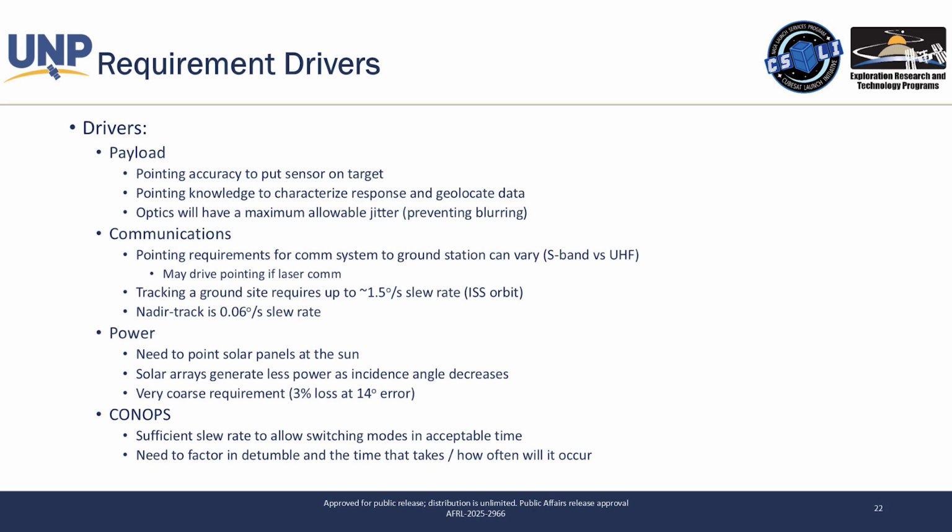Here's a good number, right? You have a 3% loss in energy generation at 14 degrees error off the sun. And that's essentially just your cosine function, like literally cosine of the angle.